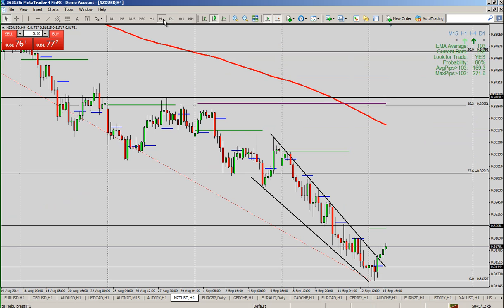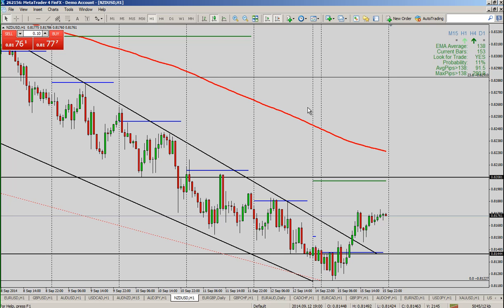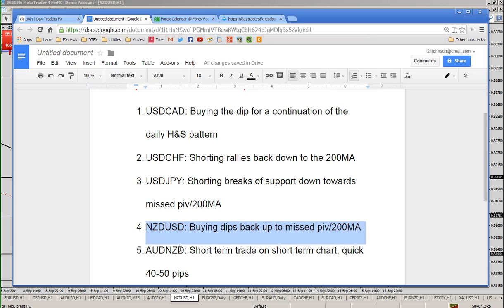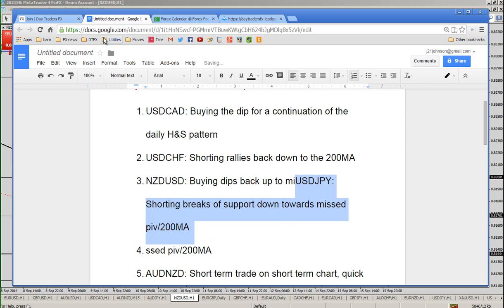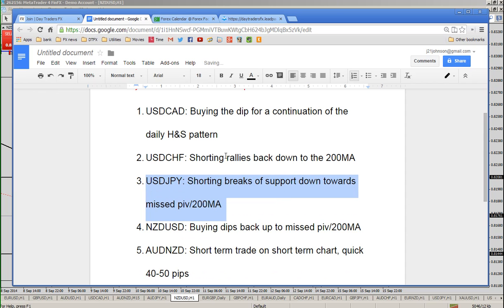So remember, markets need to correct. They need to, not run straight up or straight down forever. So this could be a very nice little setup, which is why it is on our list. So just a reminder, we're looking to short the break on dollar yen. We're looking to buy the dip. Go ahead and reverse that. We're looking to buy the dip on New Zealand dollar and trade up towards that moving average.